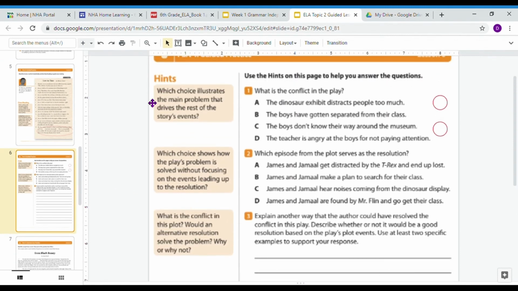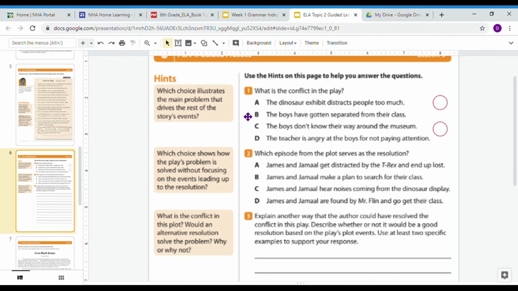and answer some questions. Number 1, what is the conflict in the play? Is it A, a dinosaur exhibit distracts people too much? B, the boys have gotten separated from their class? C, the boys didn't know their way around the museum? Or D, the teacher is angry at the boys for not paying attention? Reminder, it's always a good idea to eliminate answers. For the sake of time, I just kind of grab them and put the correct answer on, but you should maybe pause the video, try to at least knock out 2 wrong answers, and then go back in your text and find the right one.